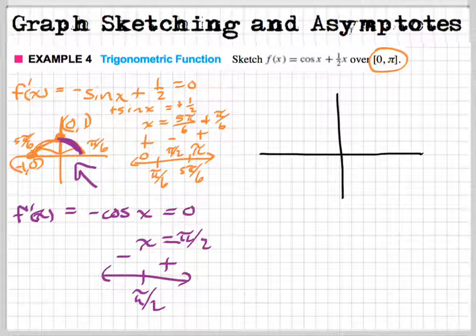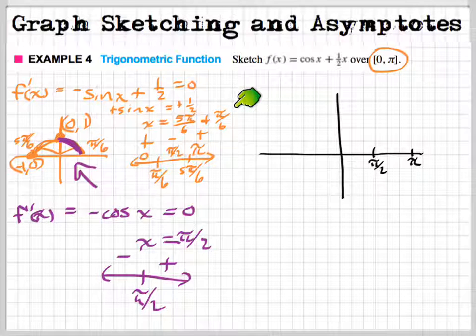Go ahead and put our dotted lines where they need to be. They need to be at 5 pi over 6 and pi over 6. Because we're in pi's, I'm going to make my tick marks. I'm going to have a pi over 2 right here, and this will be my pi. I'm going to split pi up into 6 parts since we have a denominator of 6 for our critical points.